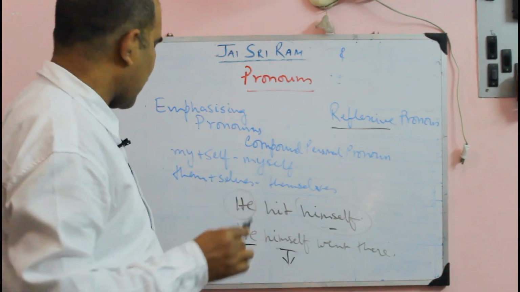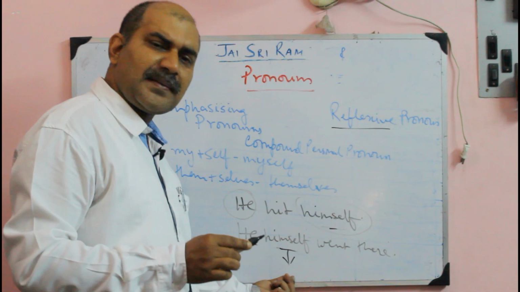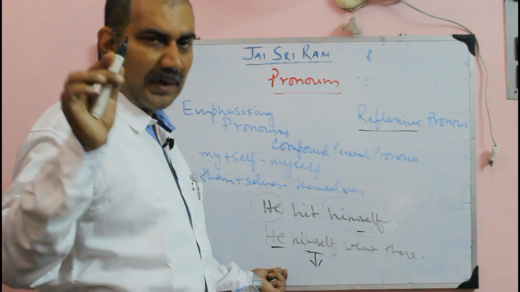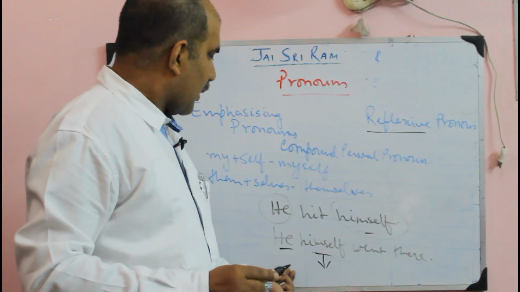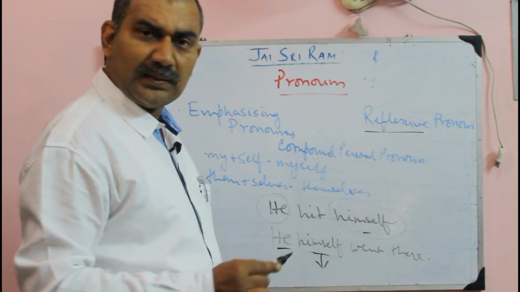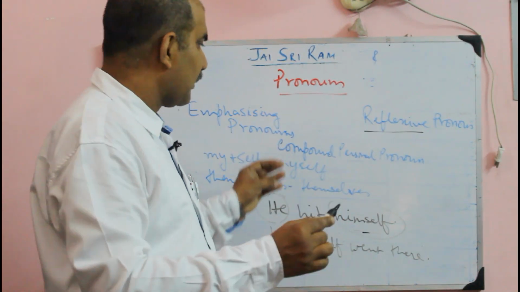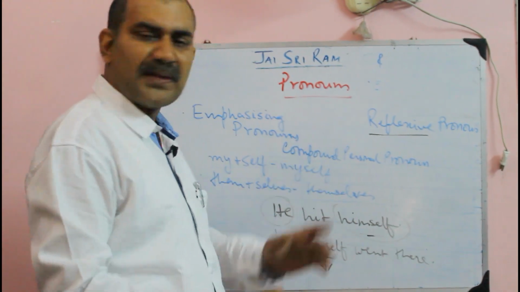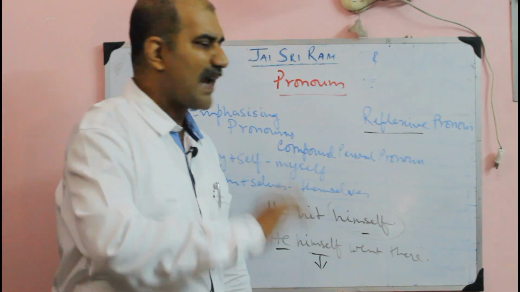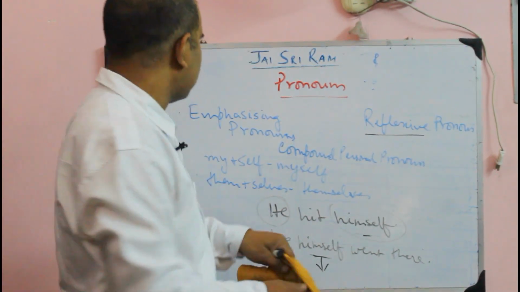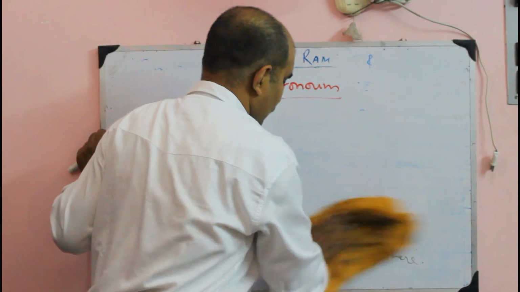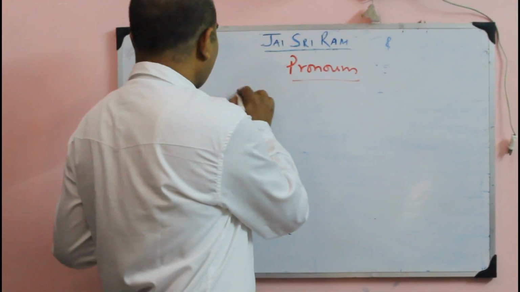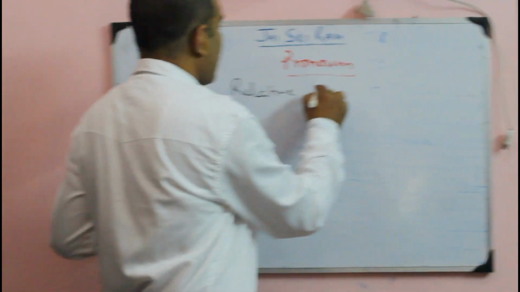And in case of emphasizing pronouns, the emphasizing pronoun can come just after the particular pronoun referring to the person whom it refers. But a reflexive pronoun definitely cannot come after this pronoun. So these are the differences between reflexive pronouns and emphasizing pronouns. They are known as compound personal pronouns, as I told you. And the next category is again a very important category, which is known as relative pronouns.